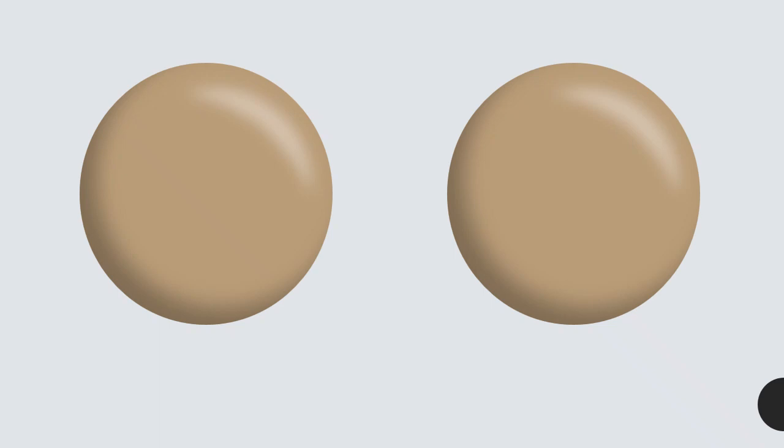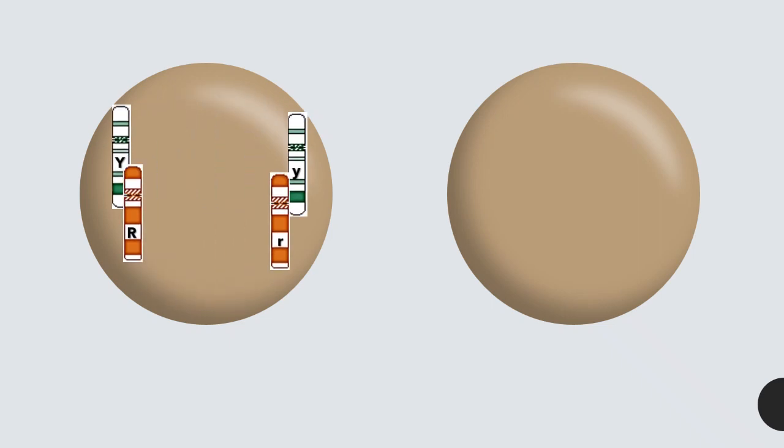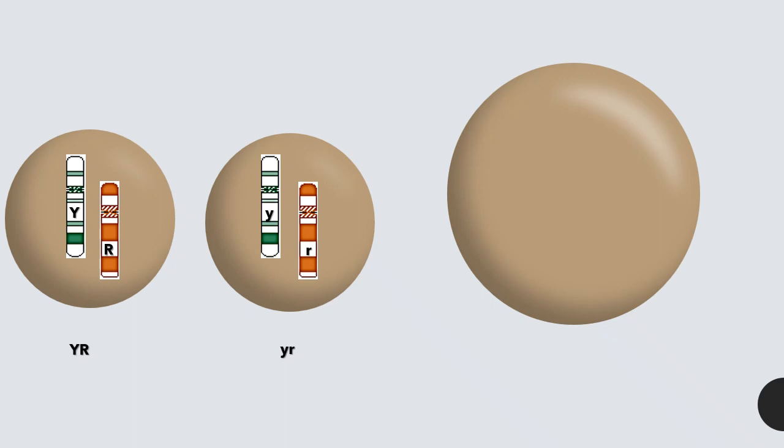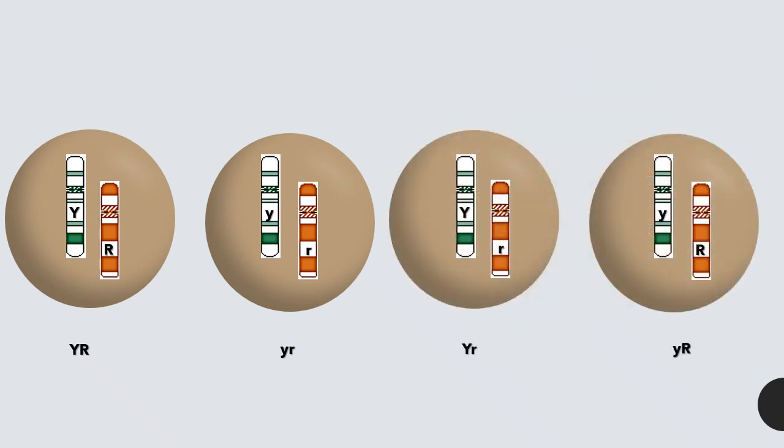In this example, we can have a situation where our dominant Y and dominant R line up on the same side during metaphase 1, destined for the same daughter cell. When the cell divides, we get 2 gamete types, either both dominant or both recessive alleles. It's equally likely, however, that the R's could line up the other way around, the recessive R ending up with the dominant Y and vice versa, resulting in gametes containing 1 dominant and 1 recessive allele.